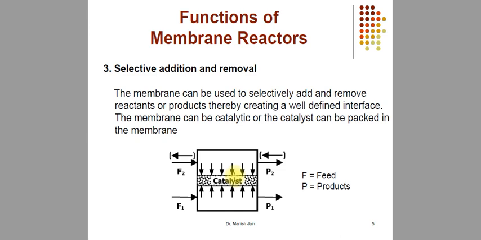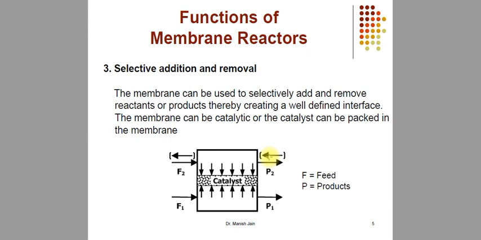The membrane will act as a medium which allows contact between the two different feeds and produces the product, and the product will permeate out through the membrane selectively and come out from different chambers. So here the product P1 will come here and P2 will come here.